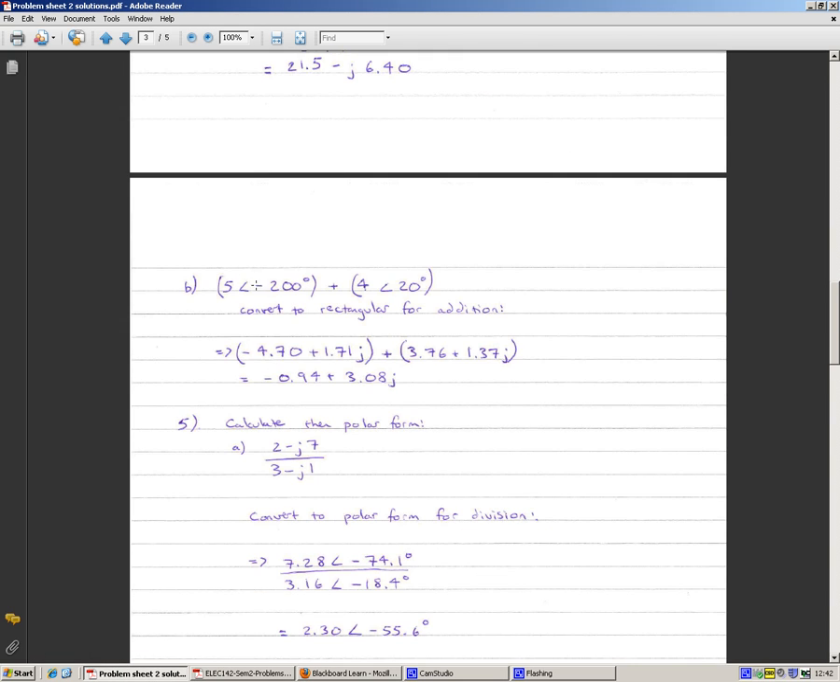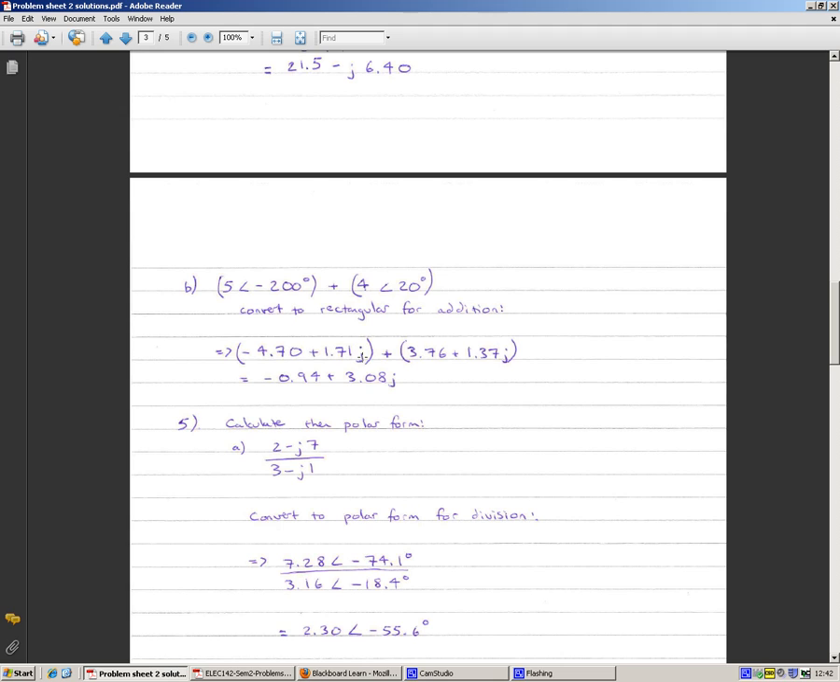So 5 at an angle of minus 200 degrees, put it into your calculator again. Please make sure you're working in degrees, otherwise you'll start to get slightly weird answers. That gives us minus 4.7 plus 1.71j.